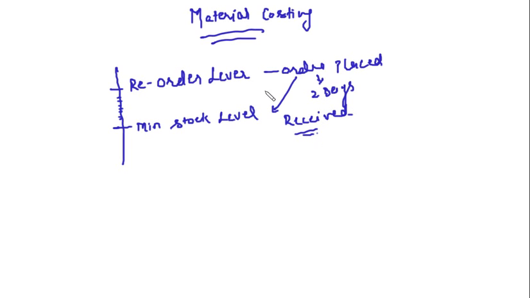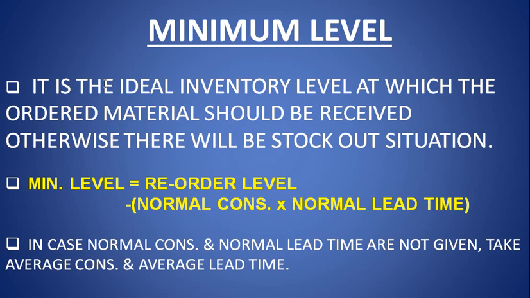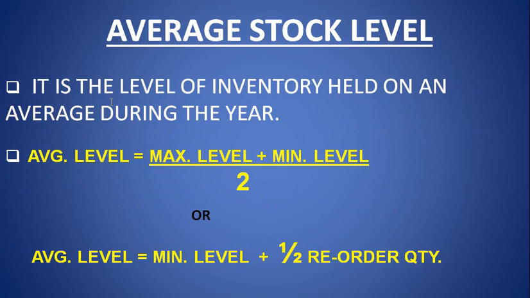तो हमने क्या लिया, रीऑर्डर लेवल माइनस दिस कंजम्पशन. कहां पहुंचे हम, मिनिमम स्टॉक लेवल पे. क्लियर है. इन केस नॉर्मल कंजम्पशन एंड नॉर्मल लीड टाइम इज नॉट गिवन, टेक एवरेज कंजम्पशन. ओके. तो हमने बात की उसके बाद एवरेज स्टॉक लेवल की.